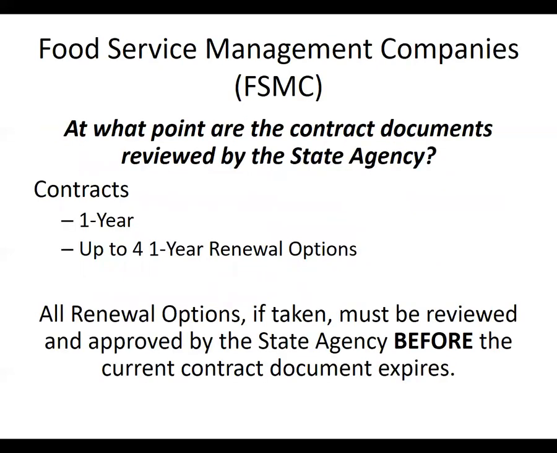All FSMC contract documents must be reviewed and approved by the state agency before they are signed by the interested parties. This includes each renewal option. Renewals must be provided to the state agency before the current contract document expires. When a contract document expires, all potential renewal options also expire. There must be someone at the SAU office that is assigned the responsibility of monitoring the vendor and managing the contract.